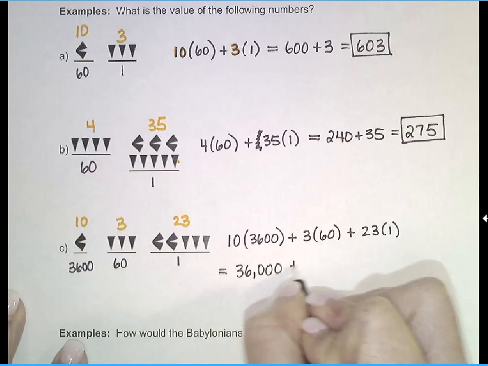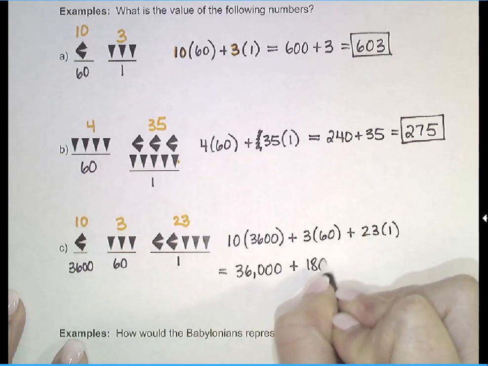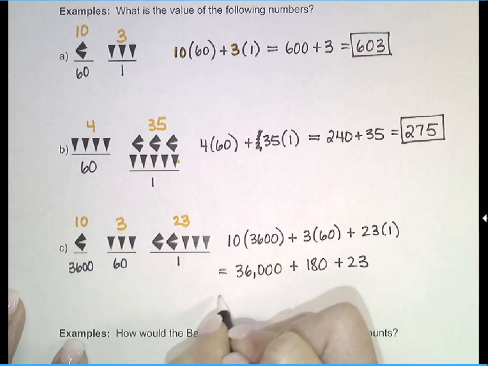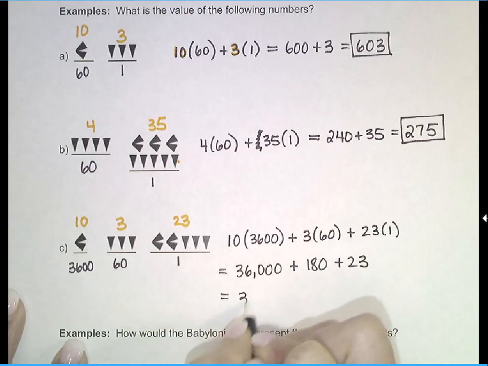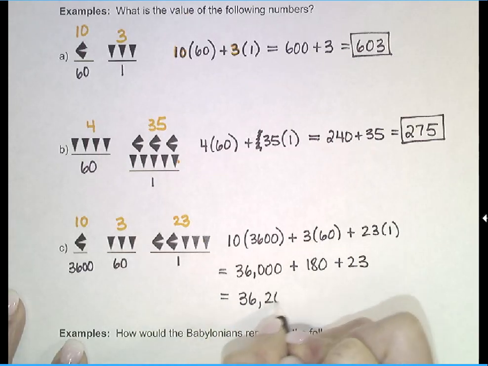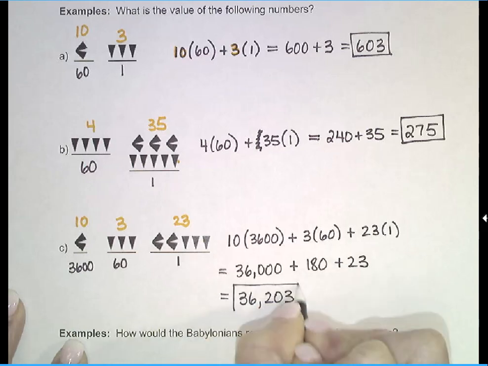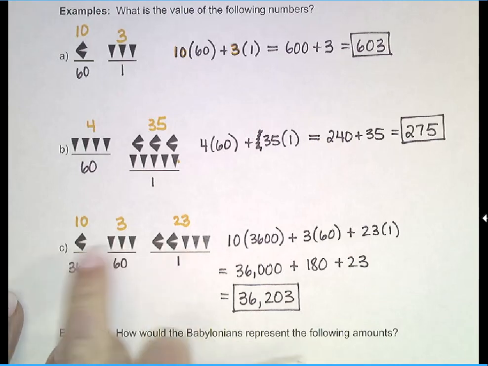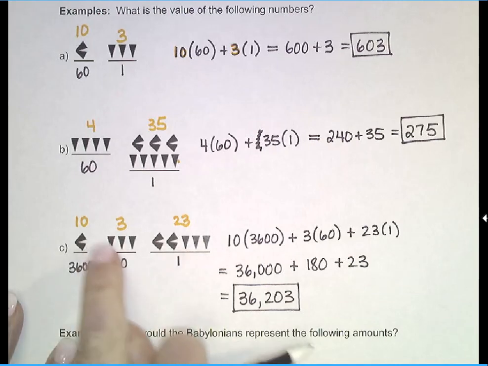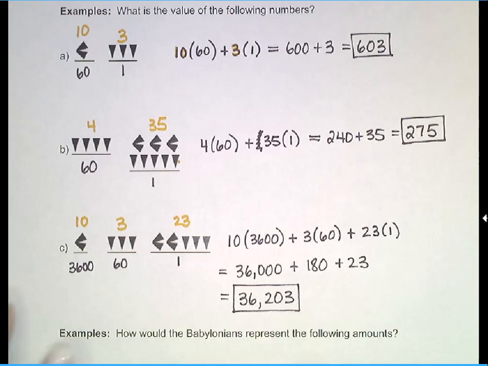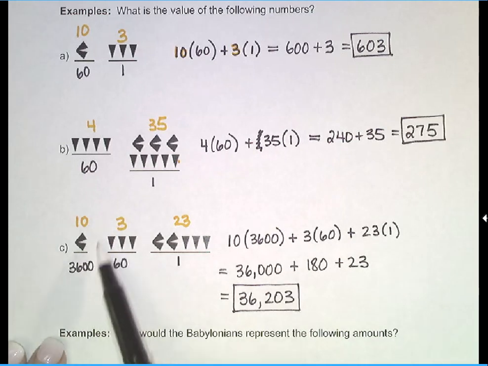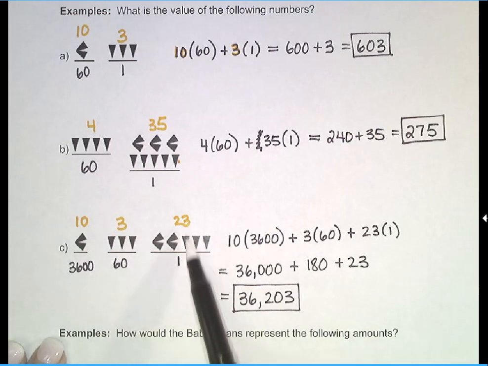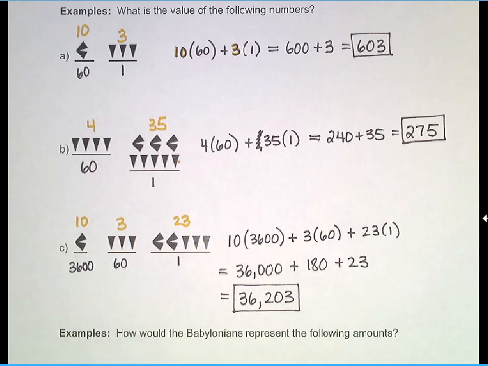And this will be 36,000 plus 180 plus 23, which would give us a grand total of 36,203 when you add it all up. So pretty big number, and it only took them 3 digits to do it, but they had to stamp all these shapes in each digit. So you can see it became a little exhaustive at a certain point. But that's how you read the number. So it's just think how I did yellow times black, yellow times black, yellow times black. That's how we added those together.